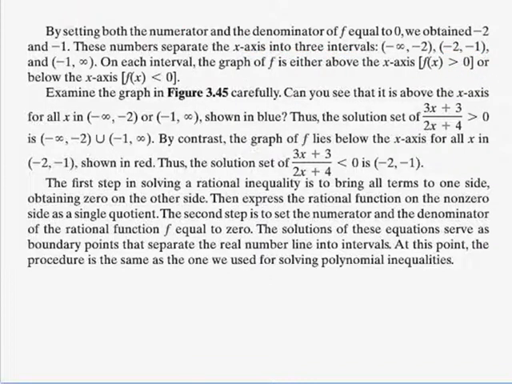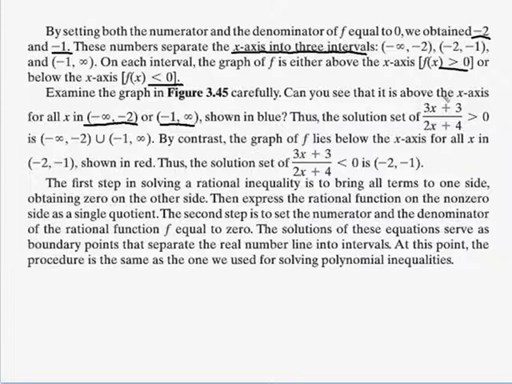By setting both the numerator and denominator of the function equal to 0, we obtained negative 2 and negative 1. These numbers will chop up our x-axis into intervals: negative infinity to negative 2, negative 2 to negative 1, negative 1 to infinity. On each interval, the graph of that function is either above the x-axis, greater than 0, or below the x-axis, less than 0. If you examine the graph in the book carefully, you can see that it is above the x-axis from negative infinity until we hit negative 2, and then also from negative 1 to infinity, and it's shown in blue.